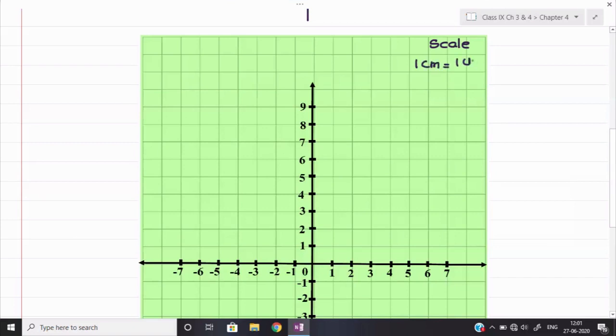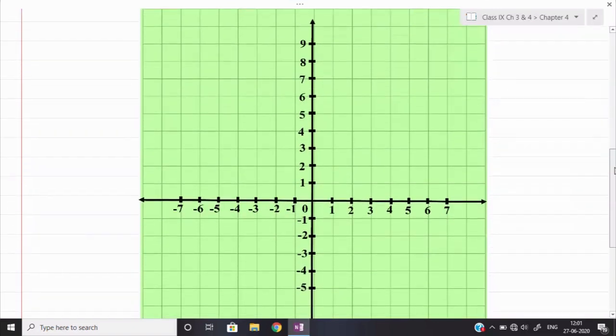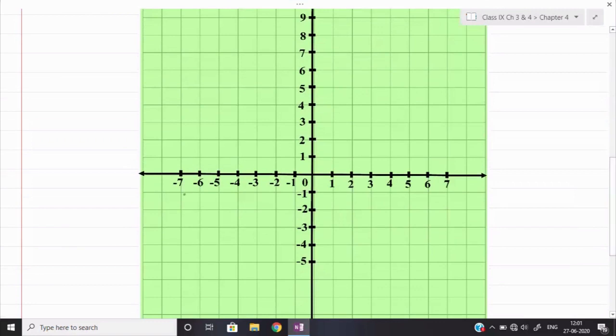Now let us see the first point. The first point, as you know, is 0 comma 0. So 0 comma 0 means it is the origin. So my first point is coming at the origin. This is my first point. I will mark this point as 0 comma 0.